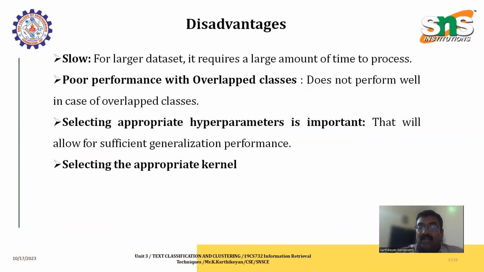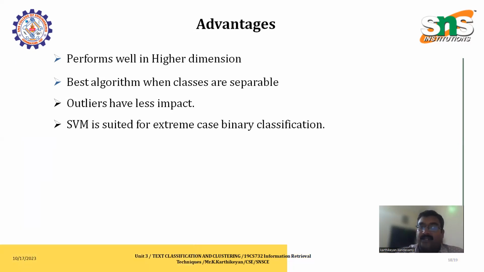These are the disadvantages. First one is slow, with poor performance with overlapping classes. Selecting an appropriate hyperparameter is important, and selecting the appropriate kernel. These are the advantages. It performs well in higher dimensions. It is the best algorithm when classes are separable, and outliers have less impact. And SVM is good for extreme-case binary classification.